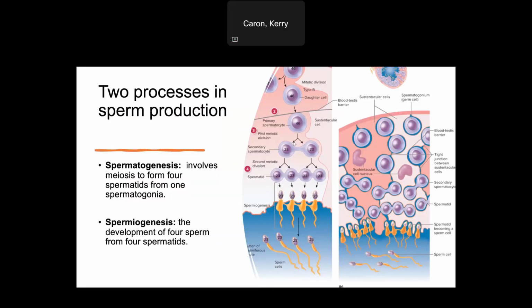Okay. So spermatogenesis, which just means the formation of sperm, involves meiosis to form 4 spermatids and 1 spermatogonia. We're not going to ask you to label anything like this, but in mitosis, you get the exact same cell, right? And then you're going to get a primary spermatocyte that's now going to go on through meiosis. So now you're going to end up with 4 spermatids. Those spermatids are going to mature and become sperm cells.